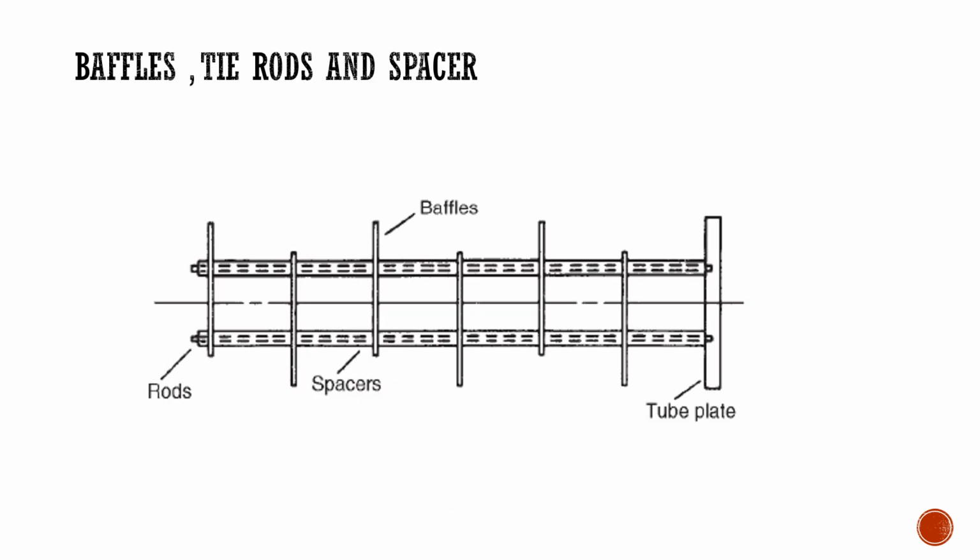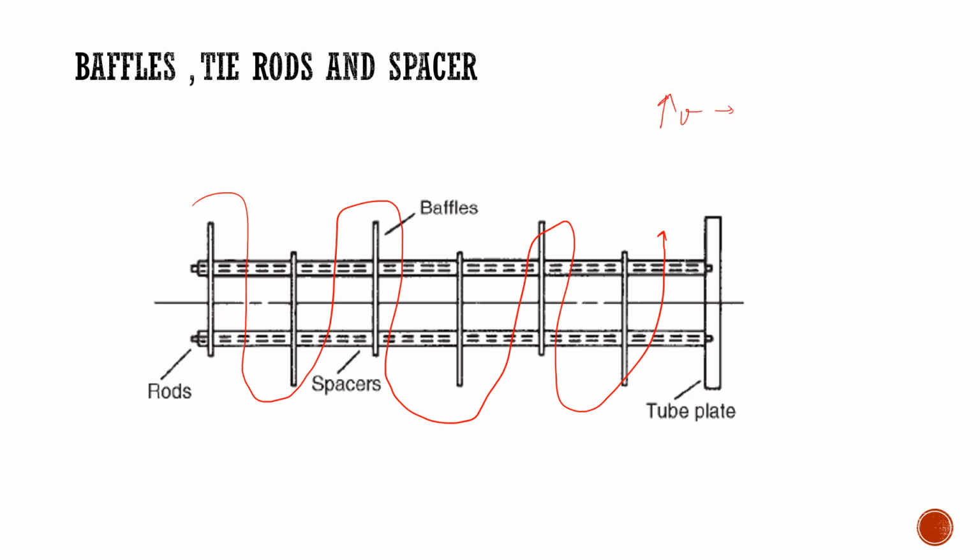The next part is baffles. Baffles are internal components of heat exchanger that direct the fluid flow and give it the direction. It provides the direction and increases the fluid velocity. This increase in fluid velocity increases the heat transfer coefficient, giving higher heat performance and prevents fouling. It also supports tubes and prevents sagging.